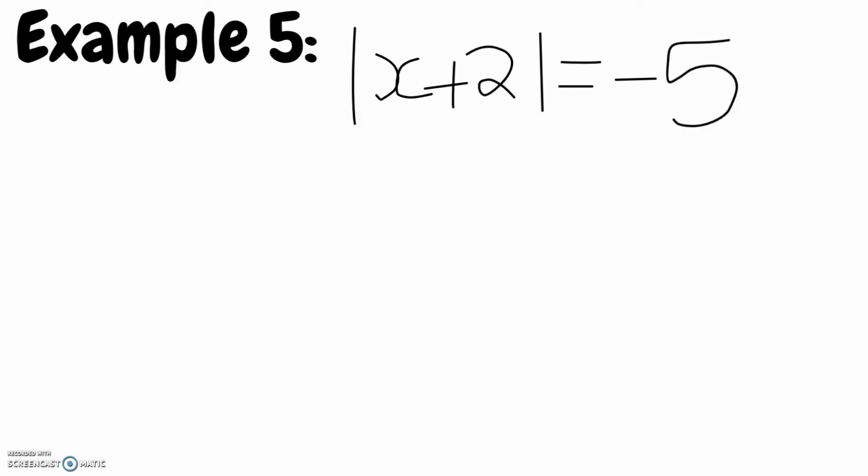However, if you look closely at this problem, it's saying that the absolute value of some value of x plus 2 is going to be negative 5. And if we think back to the definition of an absolute value and how we talked about how an absolute value can never be equal to a negative number, we know that this is not possible because we can't evaluate the absolute value of some number and then get negative 5. So this equation here actually has no solutions.